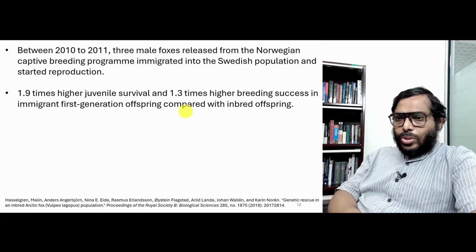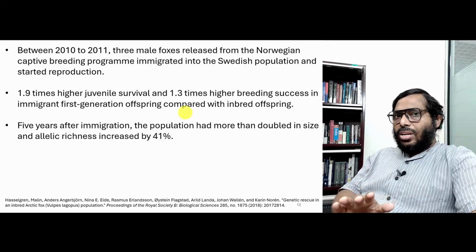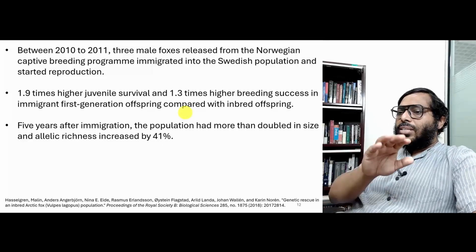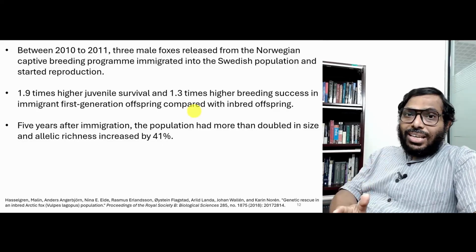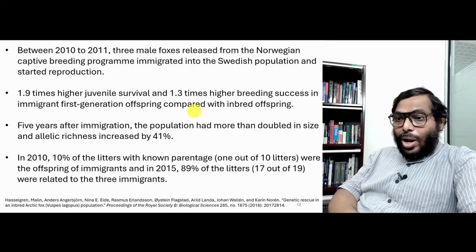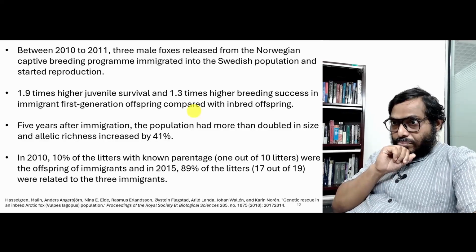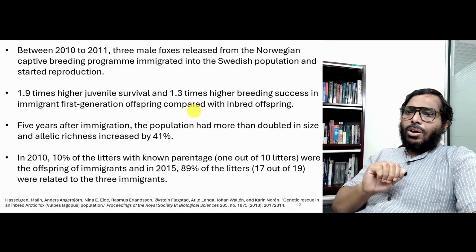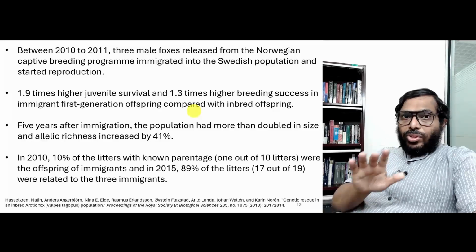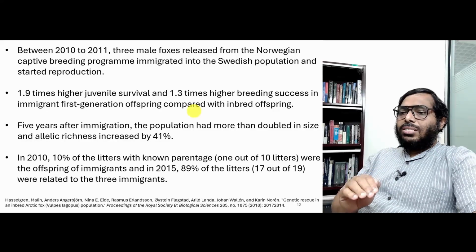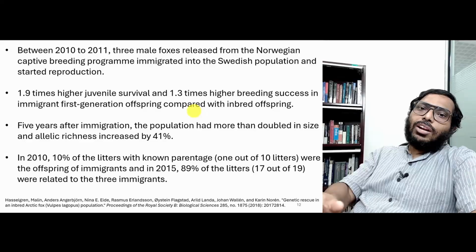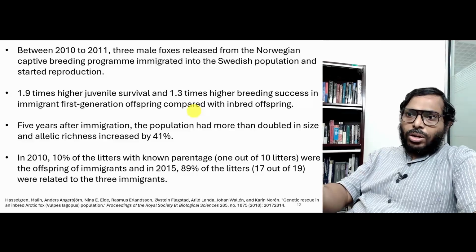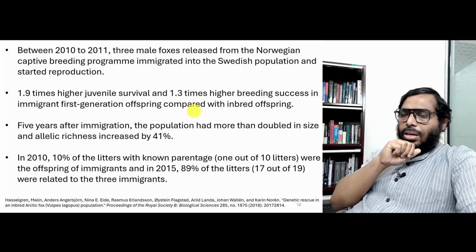So, obviously this was absolutely great. Five years after immigration, remember these are mammals, so 5 years is not a very large time. Five years after immigration, the population had more than doubled in size, allelic richness had increased by 41%, and if you look at 2010, only 10% of the litters were offspring of the immigrants. In 2015, within 5 years, 89% of the litters were related to the 3 immigrants, which basically means that their offspring were having a very high fitness under those circumstances. They were probably surviving more and they were also reproducing more, as the figures suggest.